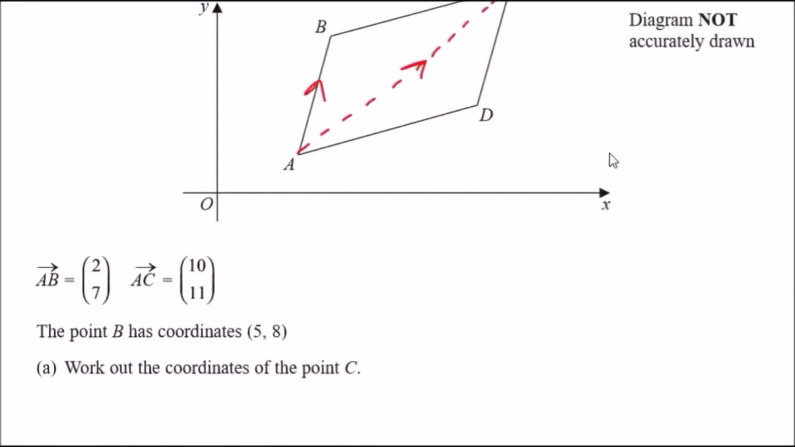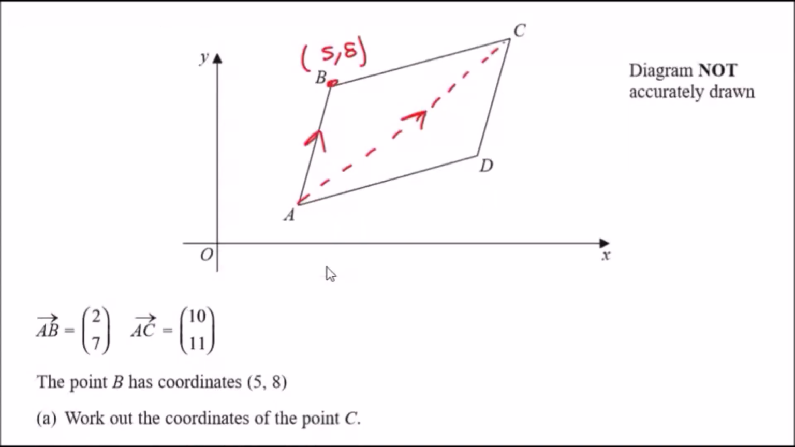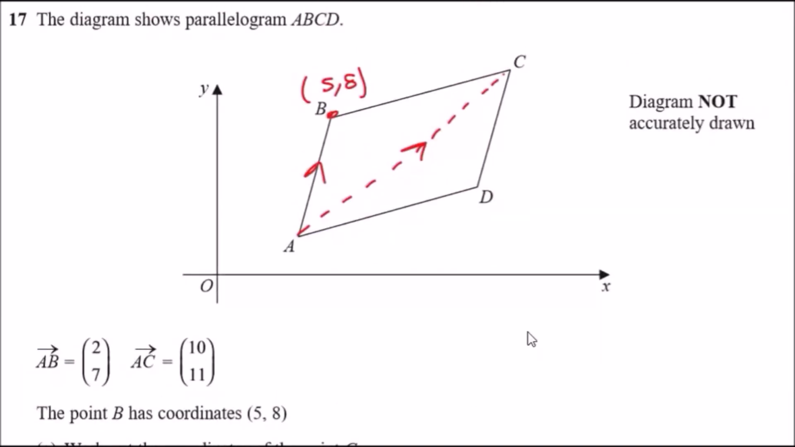Okay, easy. So point B has coordinates (5, 8). So let's put that here for a second. So this is (5, 8). Work out the coordinates of C. Well, let's just look at it again, yeah? So let's look at A to B.